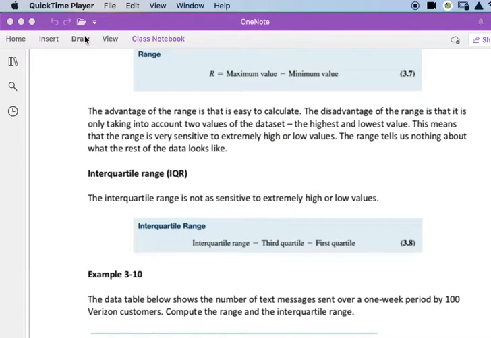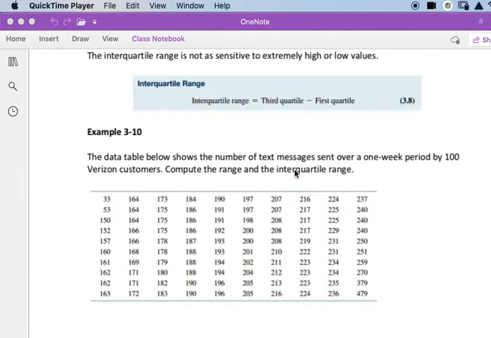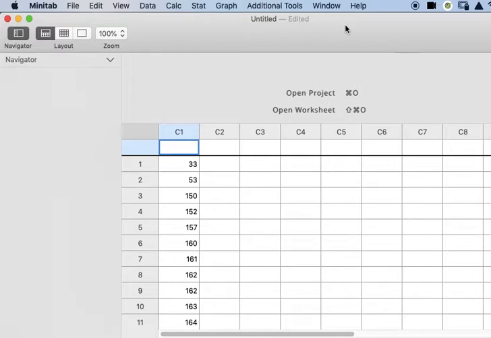So if we look at this data table, it's showing us the number of text messages sent over a 1-week period by 100 Verizon customers, and we want to compute the range and the interquartile range. I have this data set posted on Blackboard. You can download the worksheet and open it up in Minitab. I'm going to show you how to calculate the range and interquartile range in Minitab.